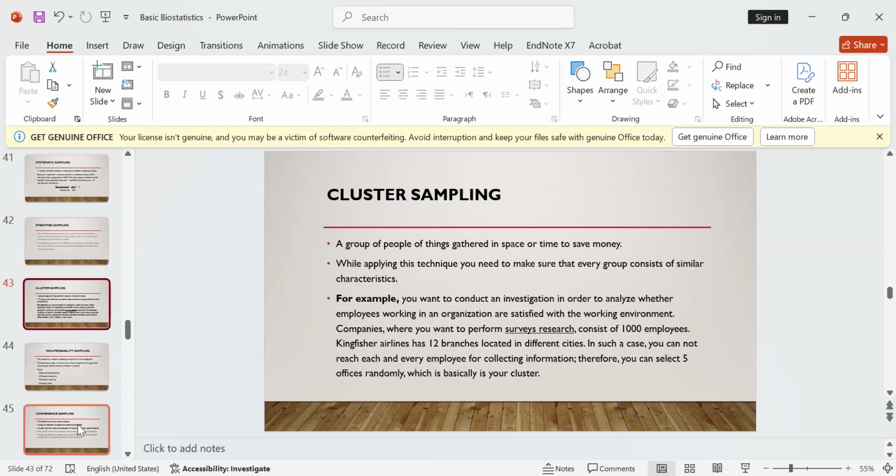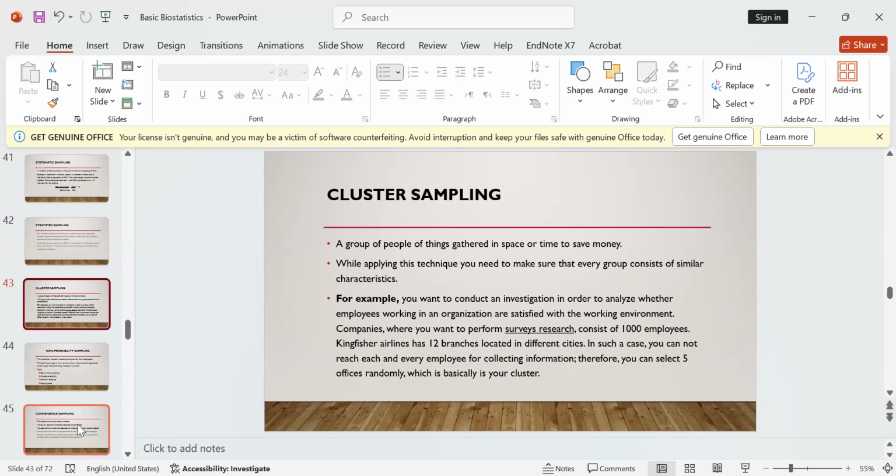Cluster sampling. A group of people or things gathered in space or time to save money. While applying this technique, we need to make sure that every group consists of similar characteristics. For example, we want to conduct an investigation in order to analyze whether employees working in an organization are satisfied with the working environment. Companies where we want to perform surveys consist of 1,000 employees. Kingfisher Airlines has 12 branches located in different cities.